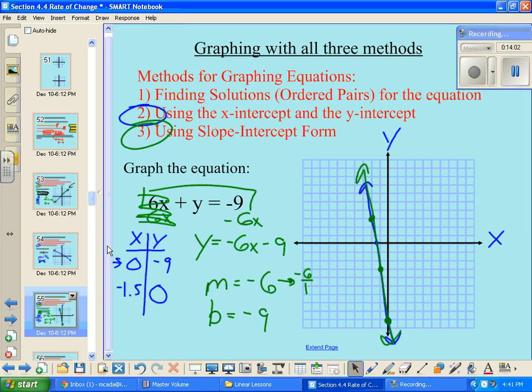But I want them to start to get used to the fact that they can look at a problem, analyze it, and say, oh, this is the method I should use for this problem because it's the easiest. It wouldn't matter which one you use, but I want them to start being able to pick out the easiest method for each problem.